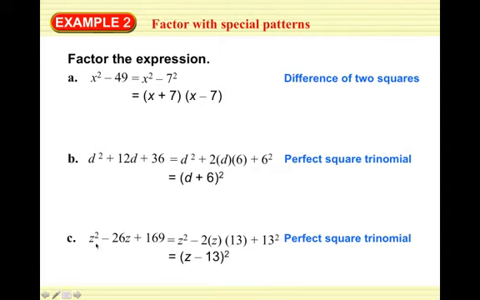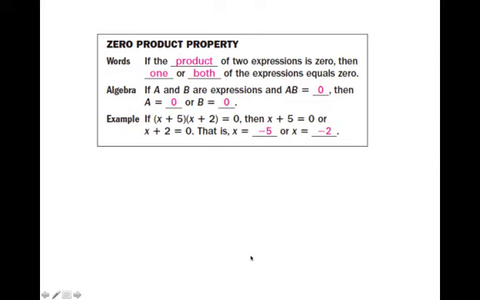And because it has a minus before the middle term, we can write it as z minus 13 quantity squared. All right, zero product property. We've been practicing factoring. Now we're going to actually solve some equations using factoring. If the product of 2 expressions is 0, then one or both of the expressions equals 0.